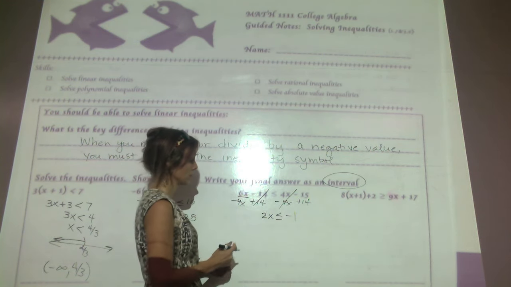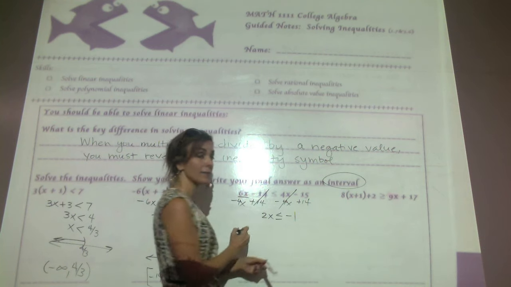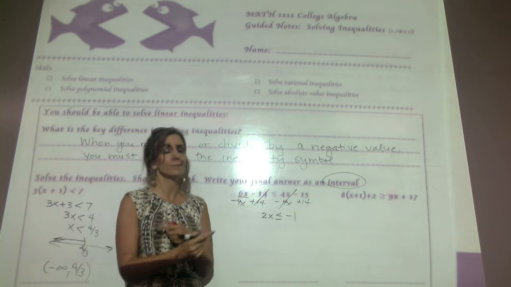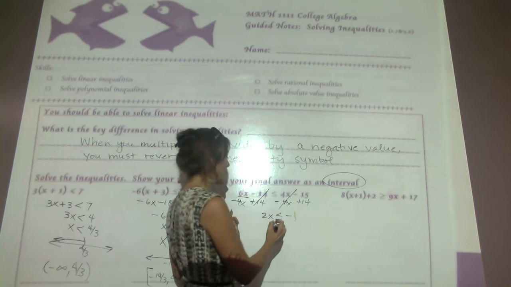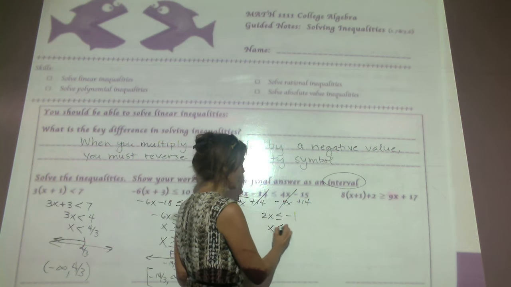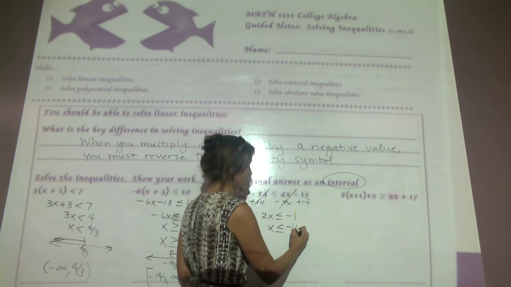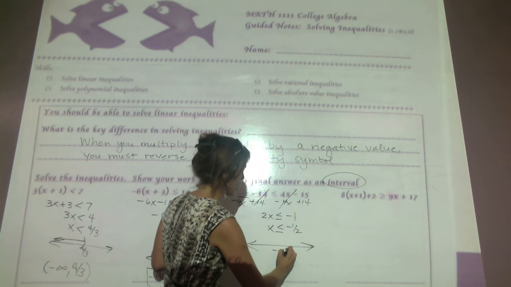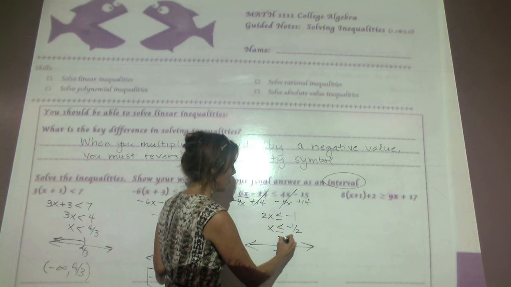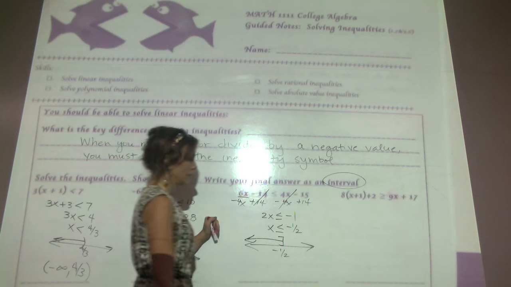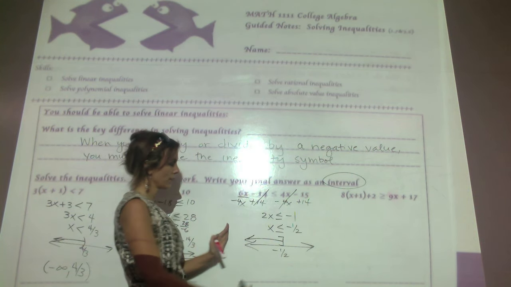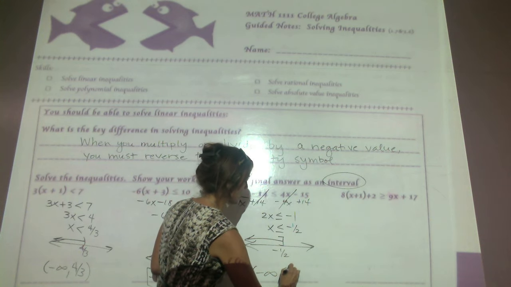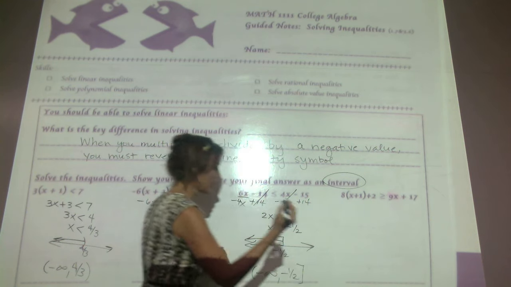That's pretty easy, because then I just divide through by a +2. Do I flip it when I divide by a +2? I do not. Only when a negative. Okay, so x is less than or equal to -1/2. Here's my quickie number line, -1/2, and I'm going this direction from -1/2, so it's from negative infinity to negative 1/2 with a bracket on that negative 1/2.